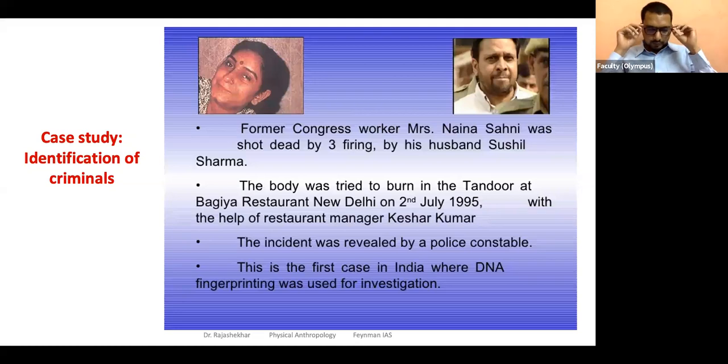So I'm not sure at what point they collected DNA samples for Rajiv Gandhi's assassination, but otherwise that's supposed to be the first case where DNA evidence might have been used. But if it was used later on the remaining tissues, I'm not sure. That could be a possibility.